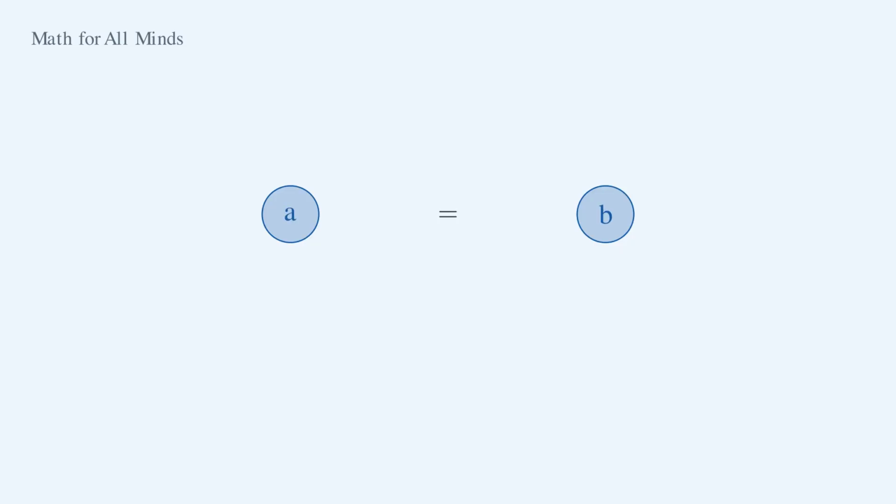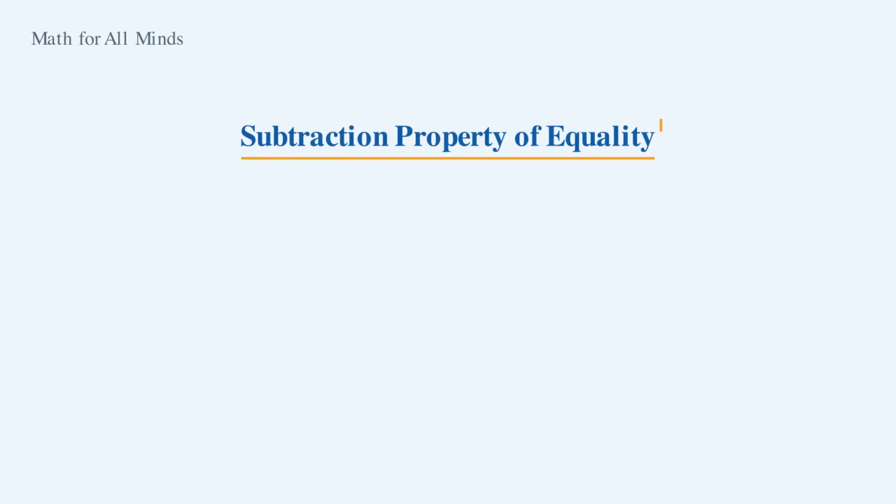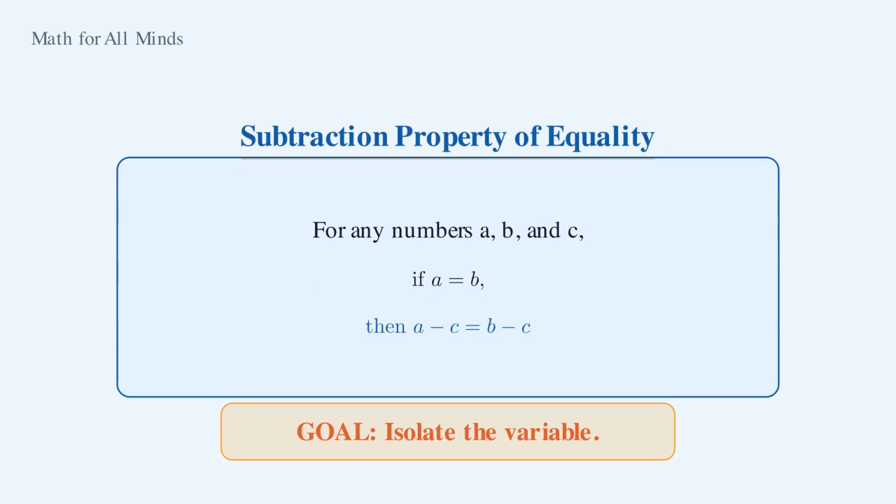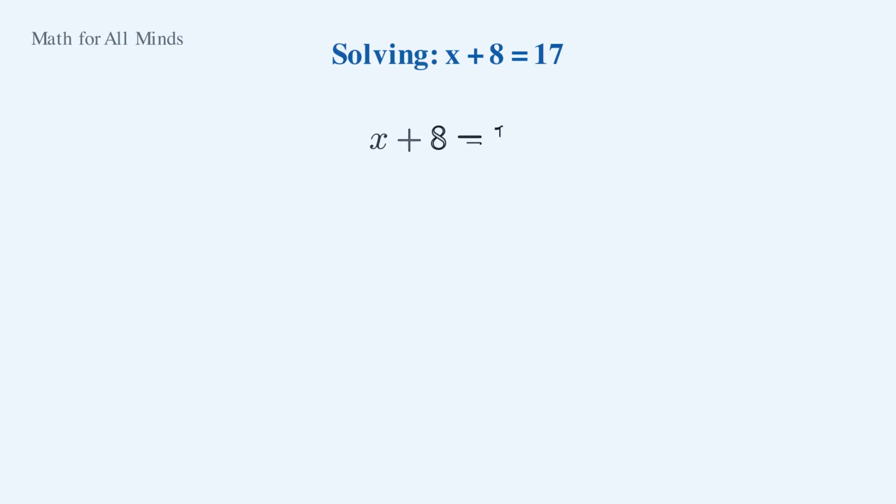That move, subtracting the same number from both sides, has a name. It's called the subtraction property of equality. In plain English, if two things are equal, and we take the same amount away from both, they're still equal. Our goal when solving is to get the variable alone on one side. Let's use this to solve x plus 8 equals 17.